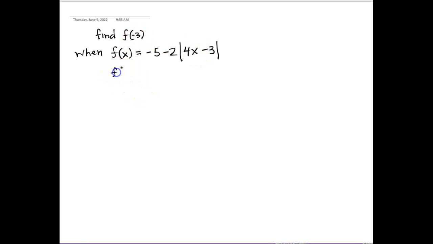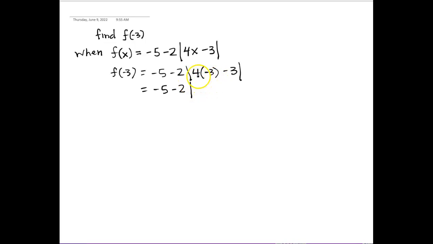Right? So f of negative 3 gives us negative 5 minus 2 times the absolute value of 4 times negative 3 minus 3. All right, and then these absolute values are grouping symbols, kind of like parentheses are. So we need to do what is in there first. So we'll have negative 5 minus 2. We can't combine these together right now, and that's usually where a lot of people make a mistake. All right, so leave that separate right now.